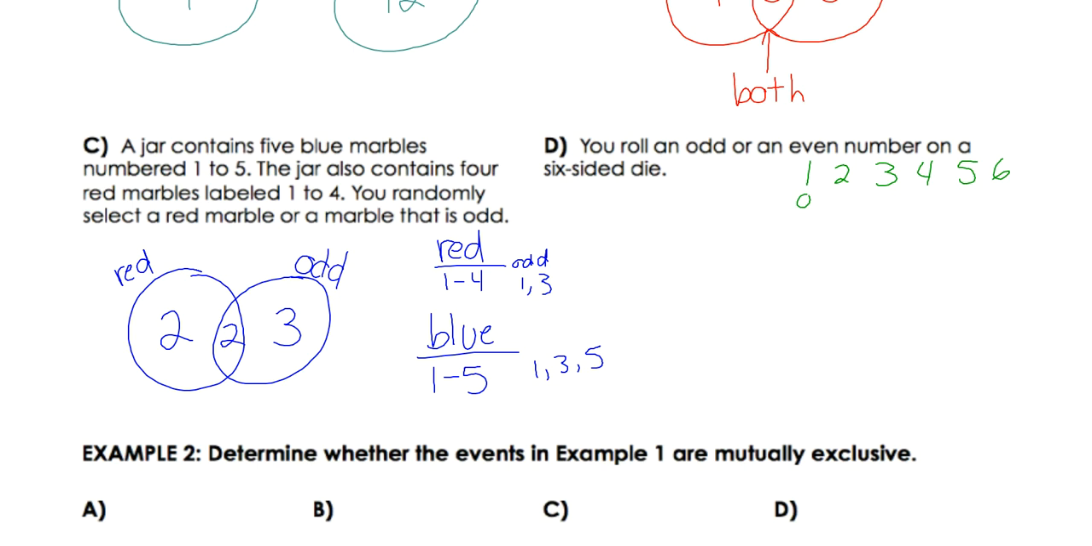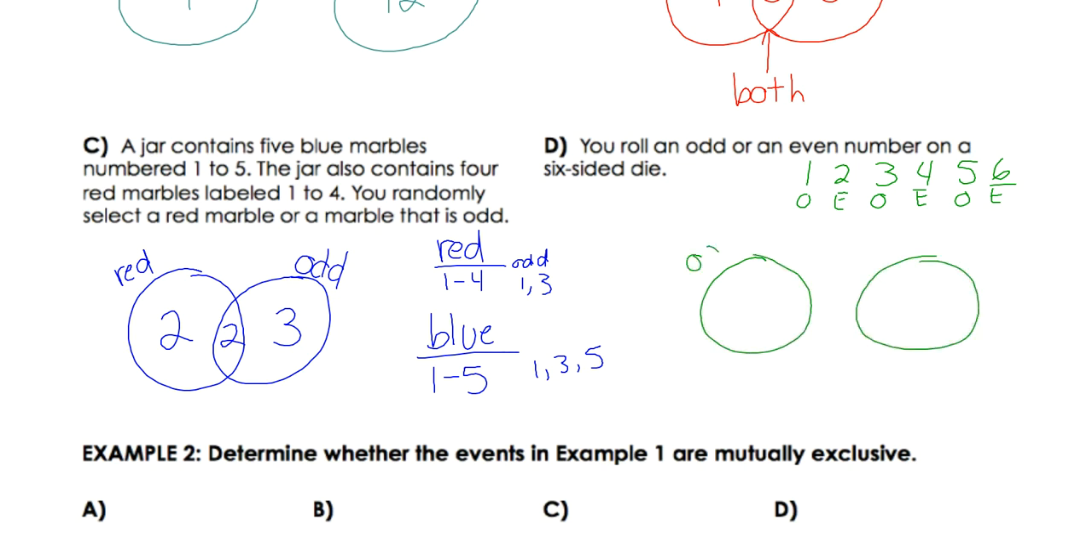So 1 is odd, 2 is even, 3 is odd, 4 is even, 5 is odd, 6 is even. So can I roll an odd and an even at the same time? Are there any numbers that are both odd and even in 1 through 6? There are not. So this would be 2 separate things going on.